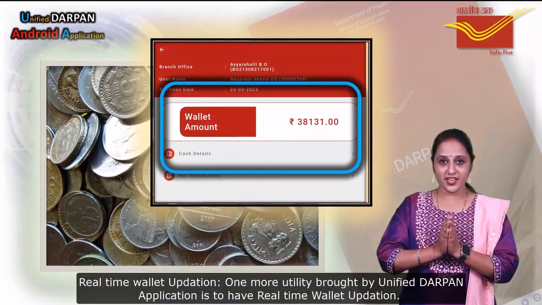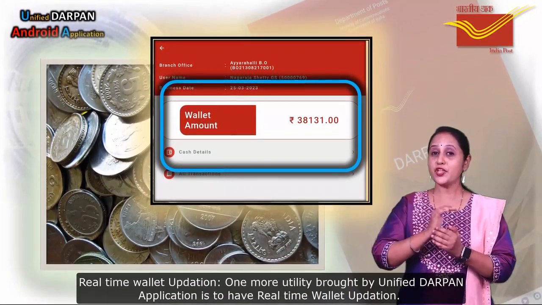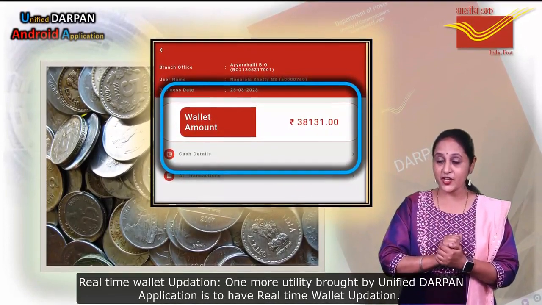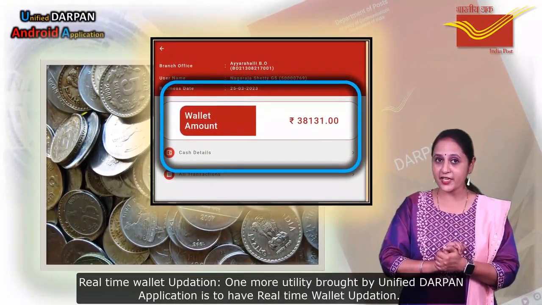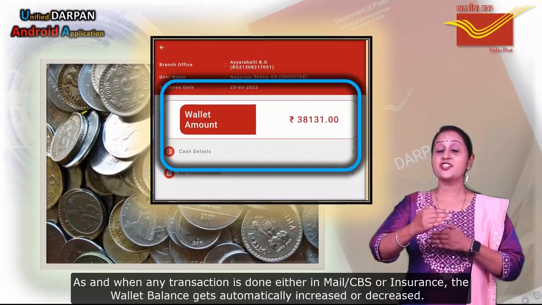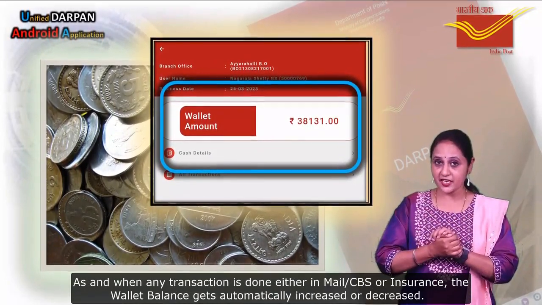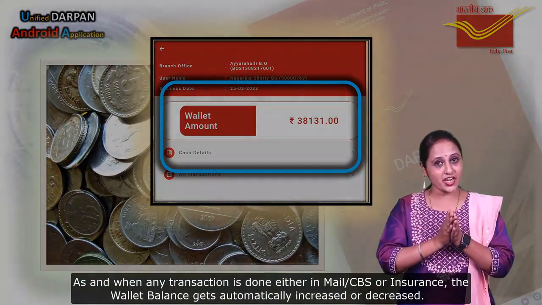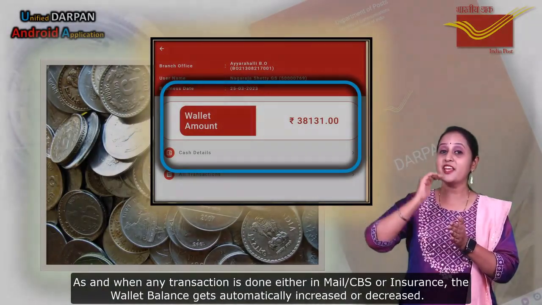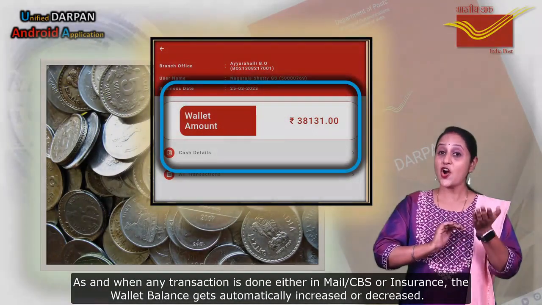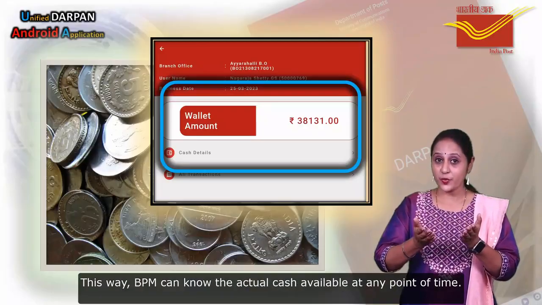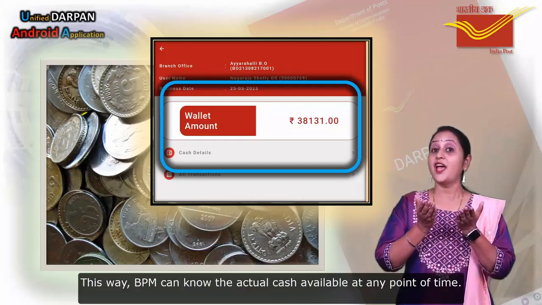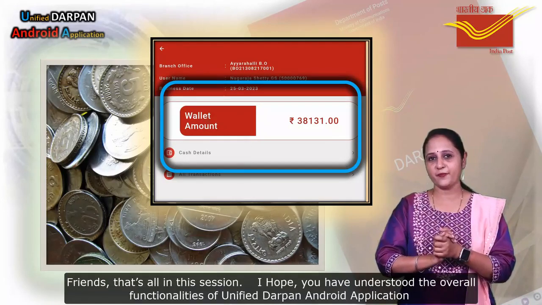Real-time wallet updation. One more utility brought by the Unified Darpan application is to have real-time wallet updation. As and when any transaction is done, either in mail, CBS or insurance, the wallet balance gets automatically increased or decreased. This way, the BPM can know the actual cash available at any point of time.